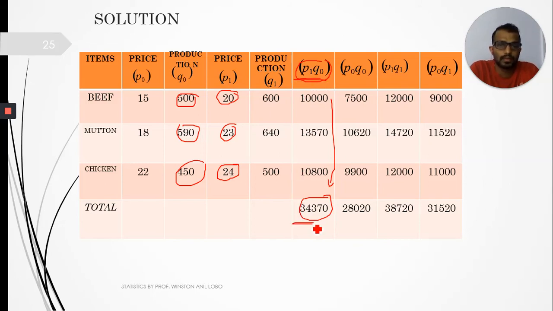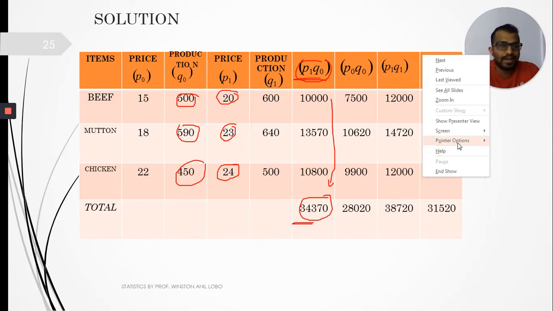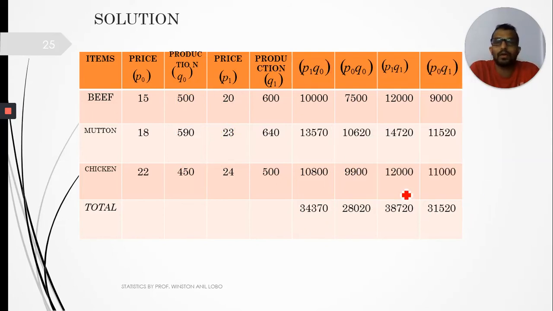Remember the totals. So students, same way, you have to multiply every column and find the answer. Okay, multiply every respective column. See, this is P0 Q0, right? So you have to multiply P0 column and Q0 column. This into this, this into this, this into this. 15 into 500, 7,500, 18 into 590, 10,620, so on. Okay. Once you find this, you need to apply the formula.